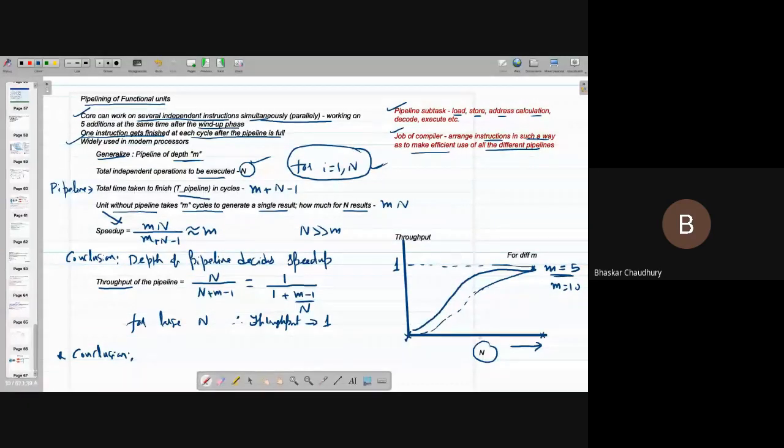Suppose you have a tight loop. By tight loop I mean n is small. If that loop is tight, I mean very small, the value of n is small, then the pipeline will not work properly. So that's the pipeline bottleneck.